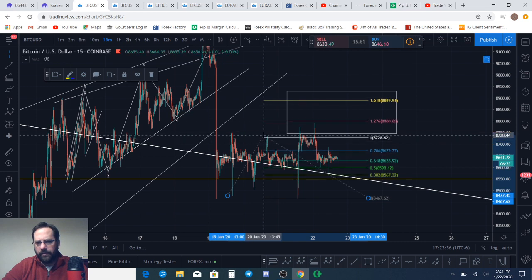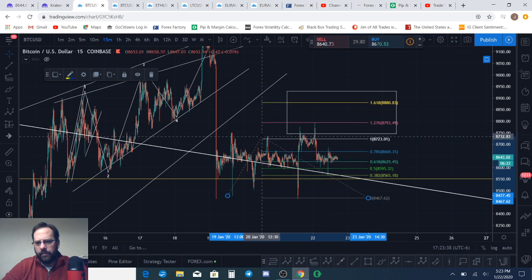Let's see if I can get this in the right location. There we go. Looking fairly good to be a complete wave. We did hit the 1-to-1, then we came up to the 127. We could come up and hit the 1618, but I doubt it. The wave structure isn't showing that.